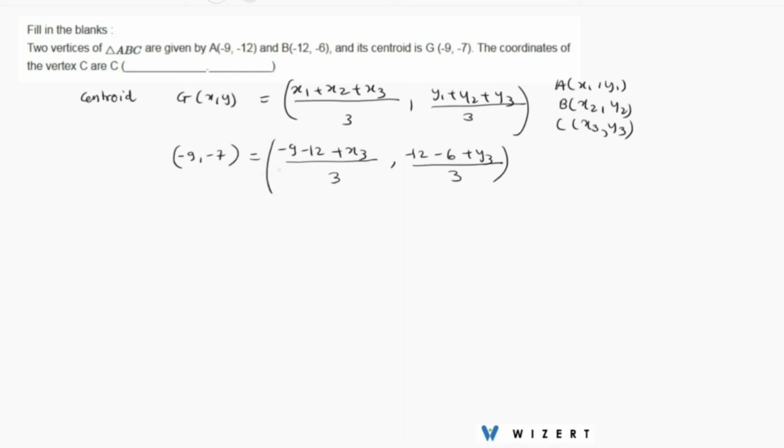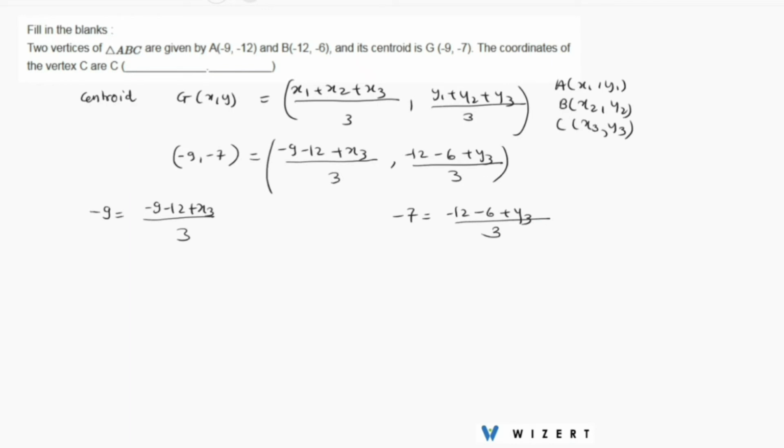To find the value of x3 and y3, we simply equate the x coordinate with the x coordinate and the y coordinate with the y coordinate. So let's do that. We start with x: -9 equals (-9 - 12 + x3)/3, and -7 equals (-12 - 6 + y3)/3.